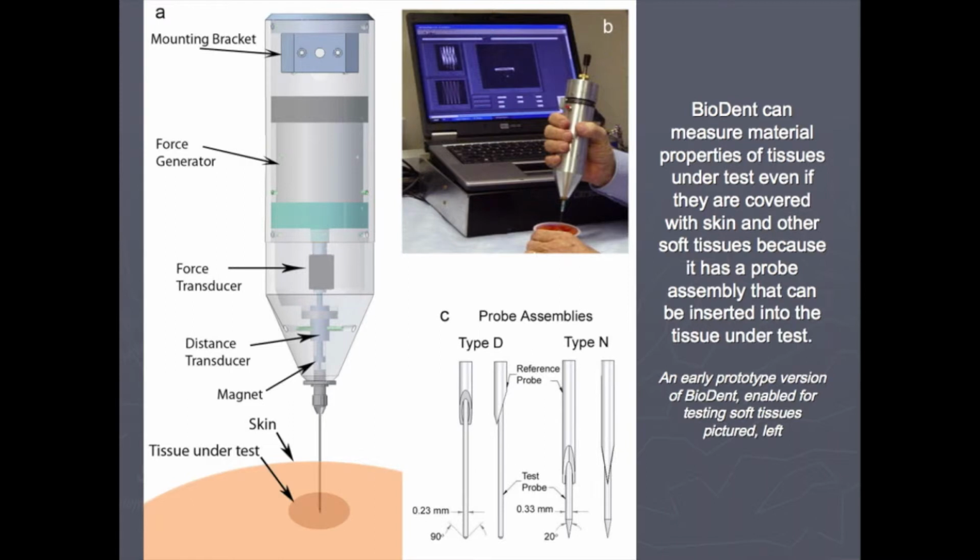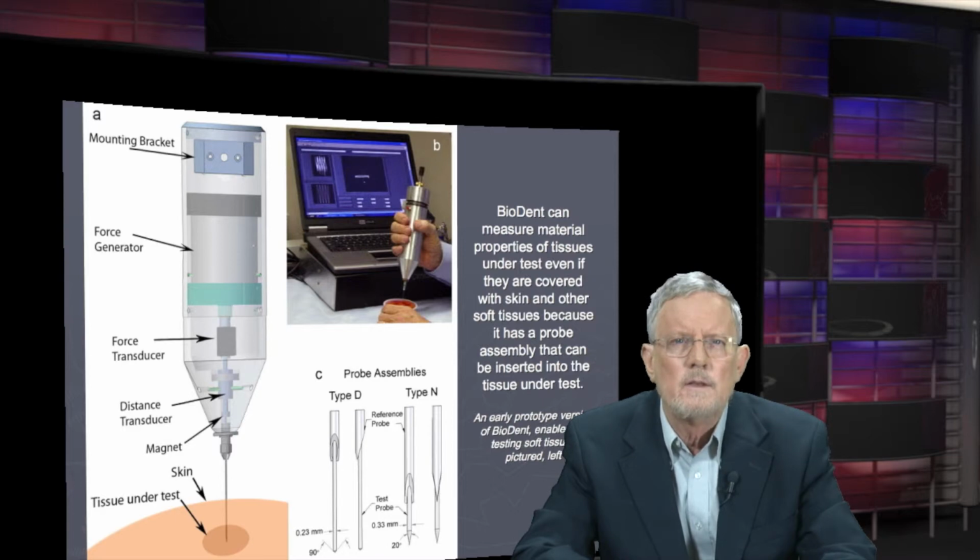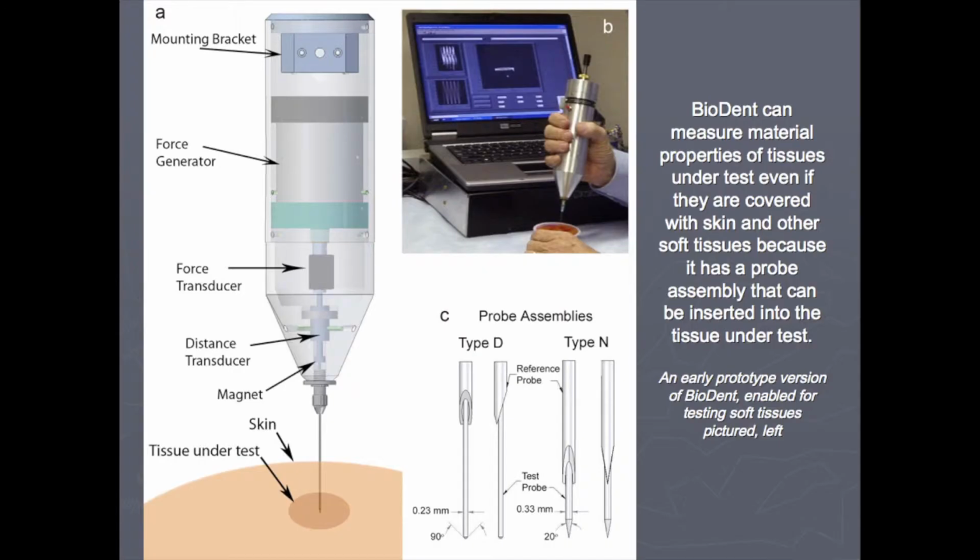What you have is a needle that goes down through the skin into what we call the tissue under test. This would be the tissue that you're interested in that would be buried in the patient. Now, there's an outer sheath. You see the probe assemblies over there. These probe assemblies have a hypodermic needle with specially sharpened tips, and inside the hypodermic needle is a test probe that gets moved back and forth through the tissue.